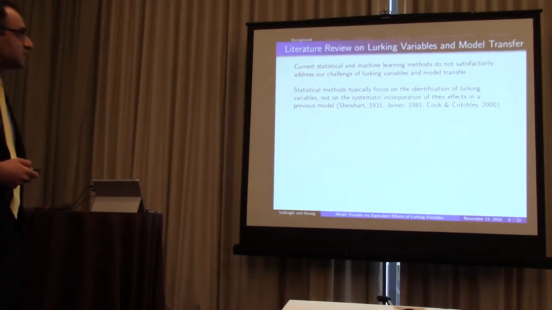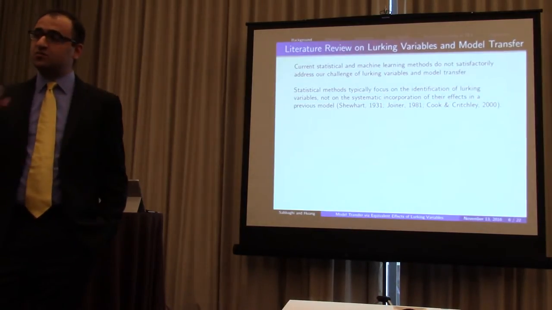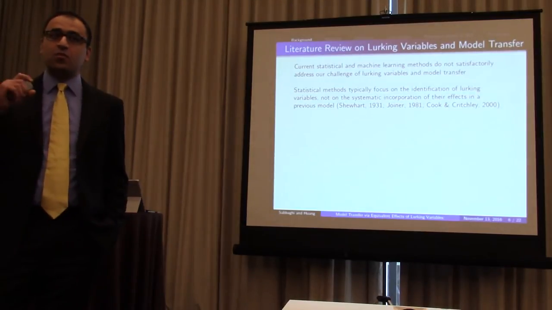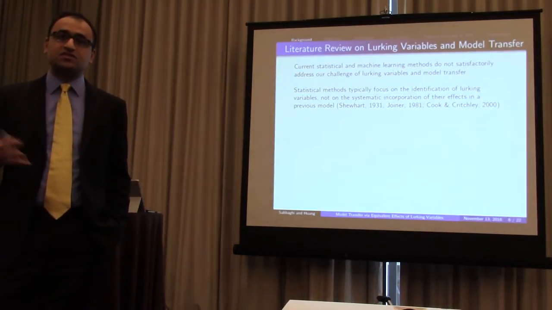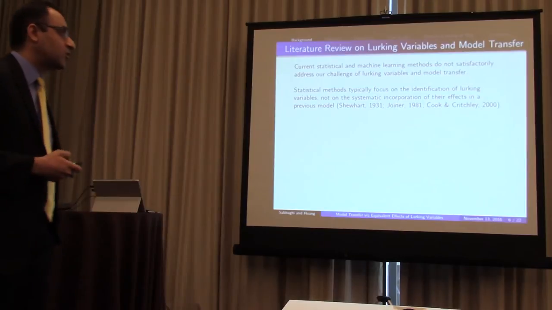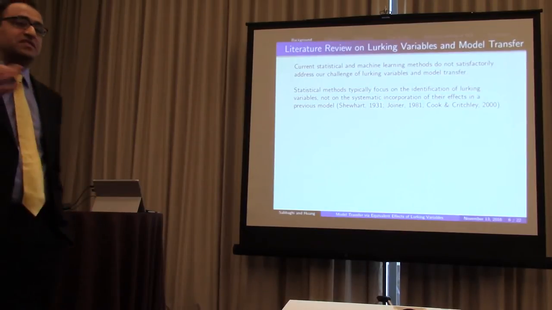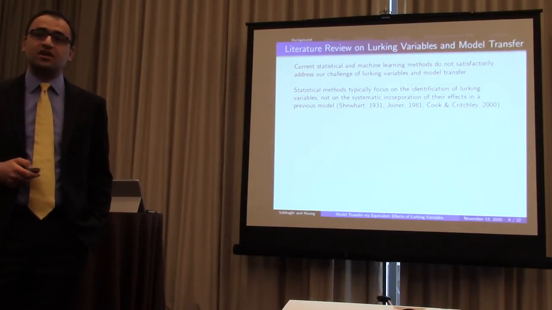For example, the statistical methods typically focus on identifying the lurking variables, whether they actually exist or not. But once you identify lurking variables, there's no systematic approach to incorporate their effects in previously developed models under previous settings of lurking variables.